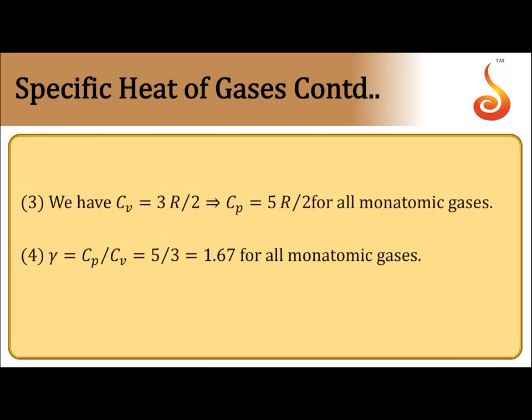Moving further, we have Cv is equal to 3 by 2 R and Cp is equal to 5 by 2 R for a monoatomic gas, and gamma is equal to Cp by Cv, that will be 5 by 3, that is 1.67. This is true for all monoatomic gases.